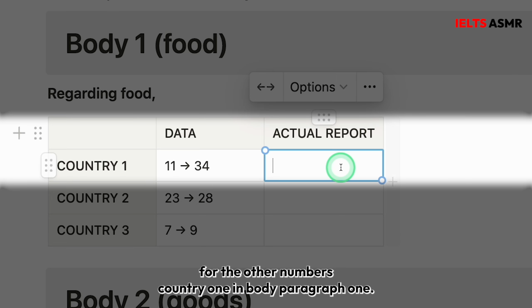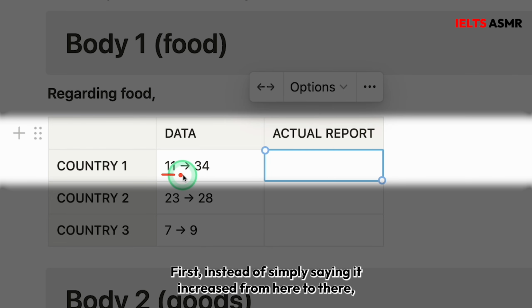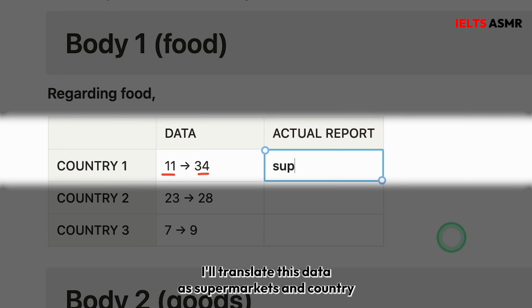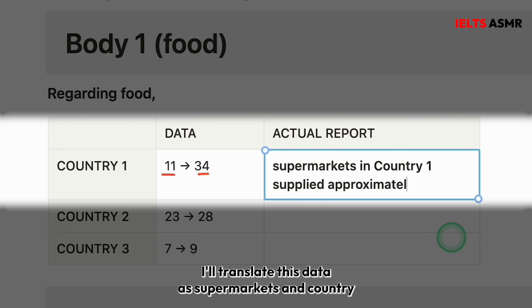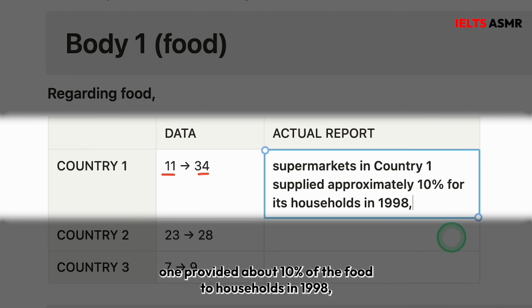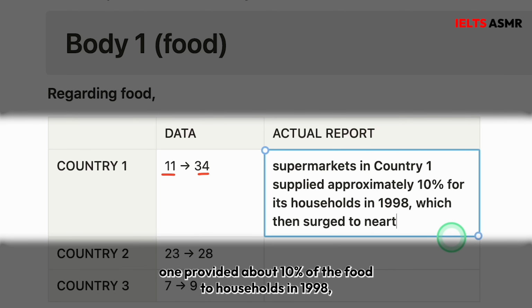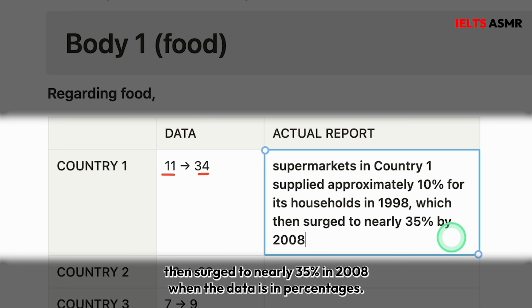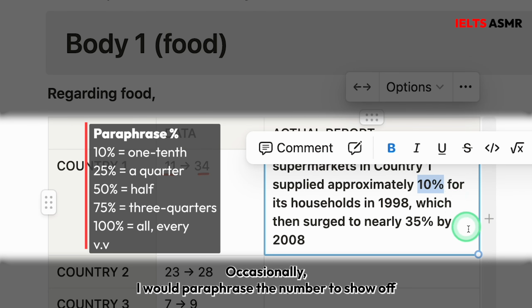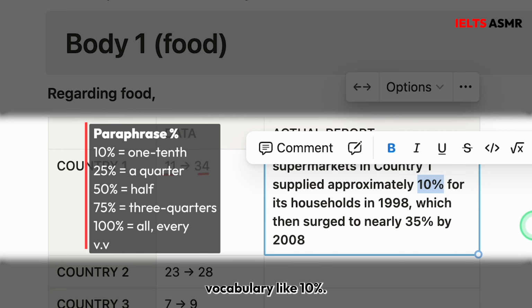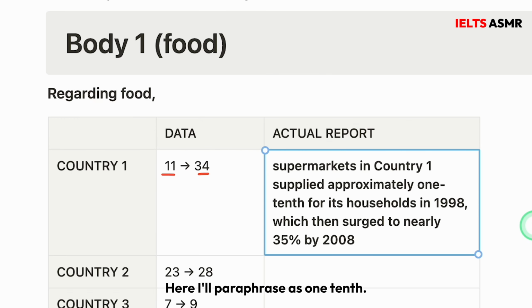Country 1 in body paragraph 1 first, instead of simply saying it increased from here to there, I'll translate this data as supermarkets in country 1 provided about 10% of the food to households in 1998, then surged to nearly 35% in 2008. When the data is in percentages, occasionally I would paraphrase the number to show off vocabulary. Like 10% here I'll paraphrase as 1/10.